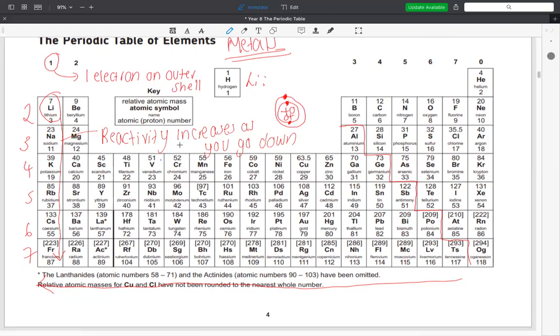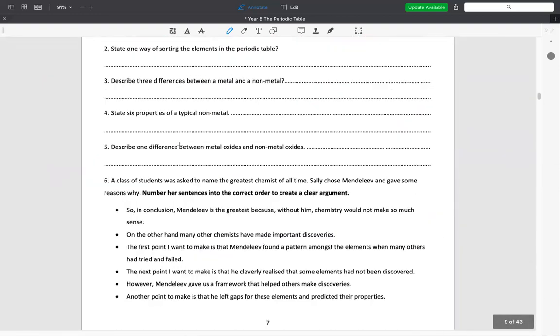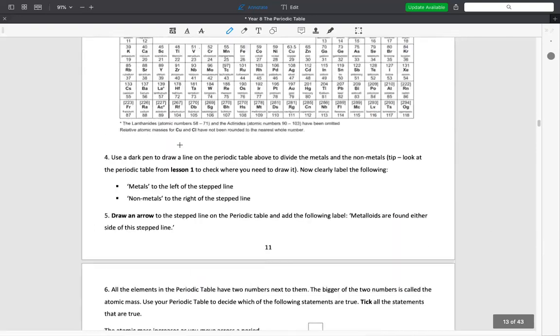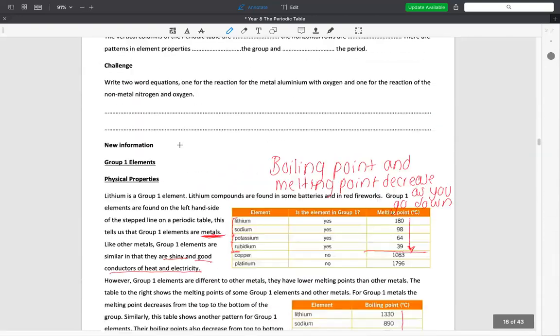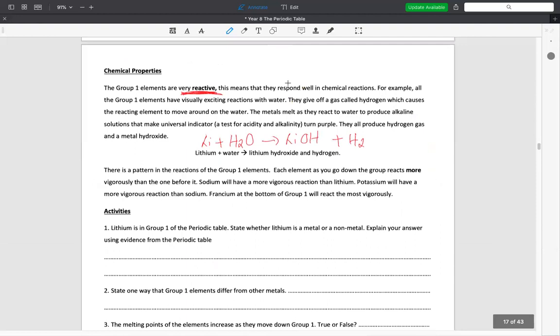And that's it for this lesson. That's all you need to know about group 1 elements. What I would say is some of you might find it difficult to remember this equation, so please take time to reflect on what happens when lithium reacts with water. It's going to be exactly the same for all the other elements.